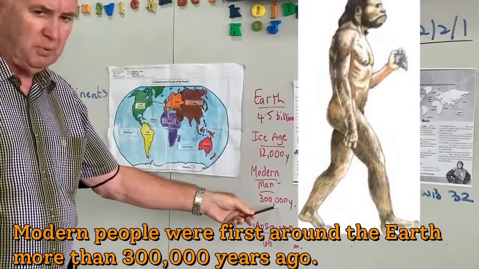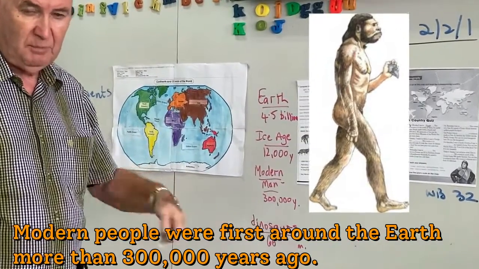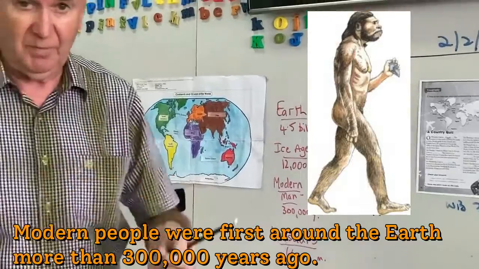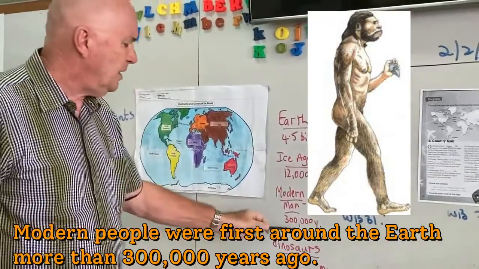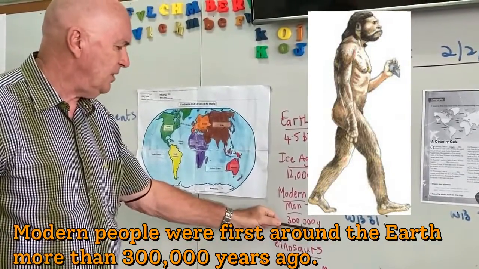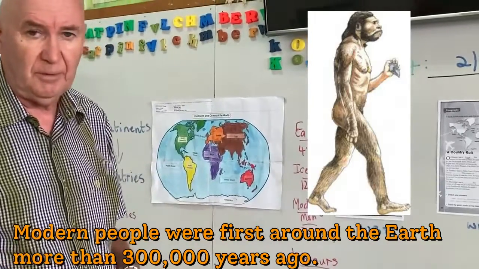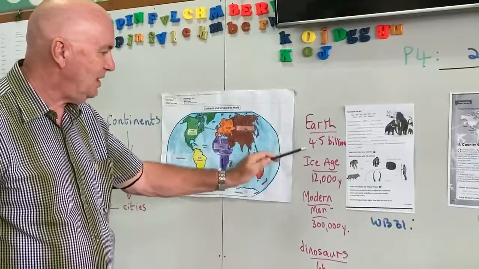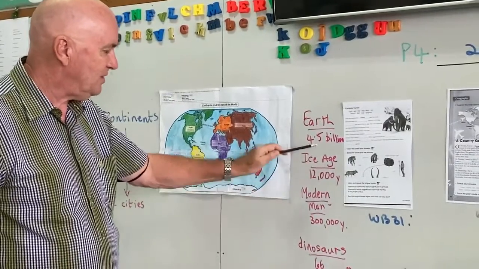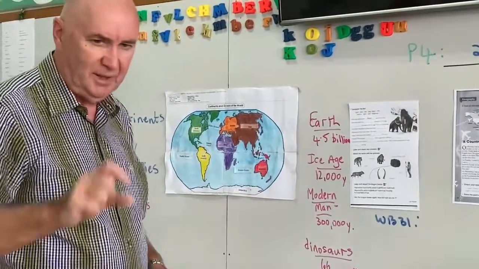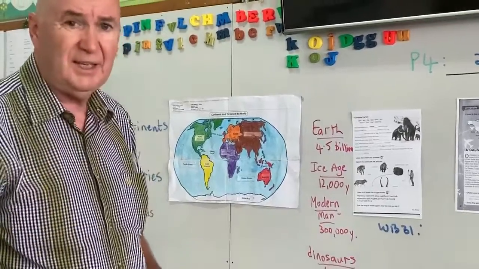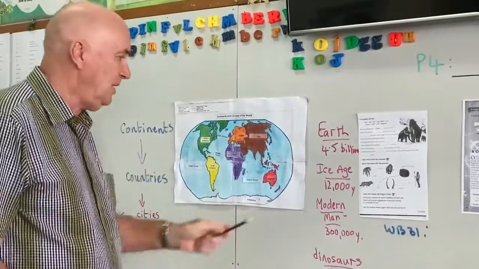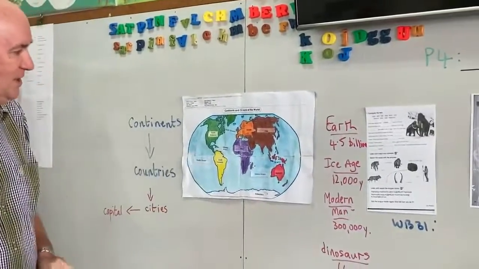And modern people that looked a little bit like you and me, they were first around the earth about 300,000 years ago. So some big numbers there. So you can see 300,000 out of 4.5 billion is a tiny, tiny amount. We've only been on the earth a little bit compared to how old is the earth.